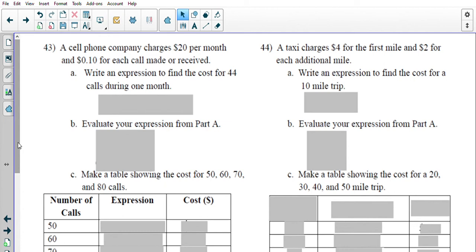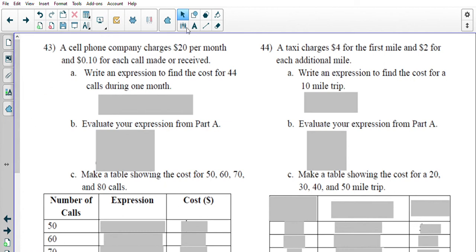So number 43, it says a cell phone company charges $20 per month and 10 cents for each call made or received. I know it's not completely real life related, but we'll get to those. Letter A or part A. Write an expression to find the cost for 44 calls during 1 month.